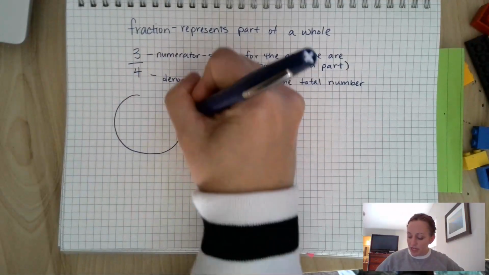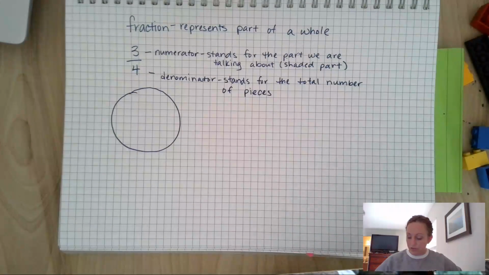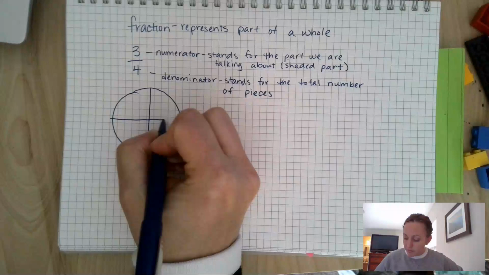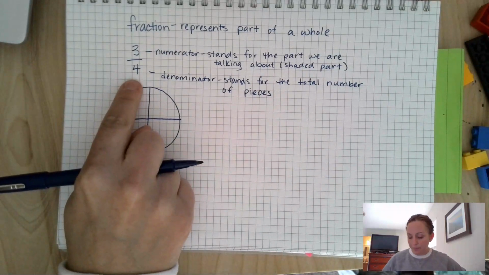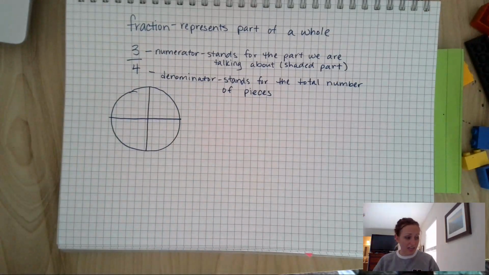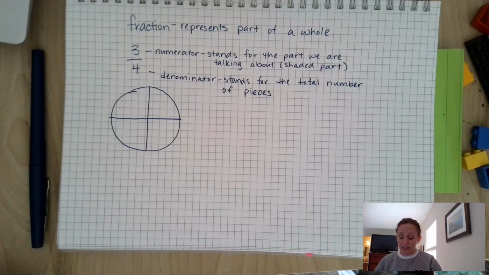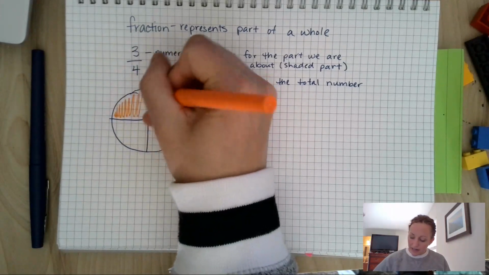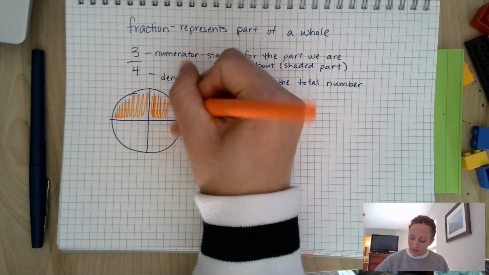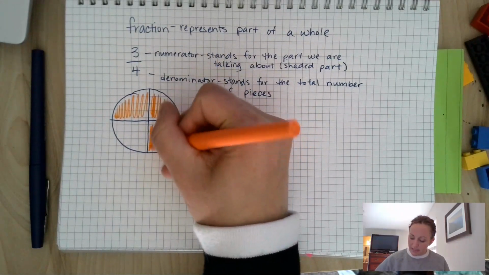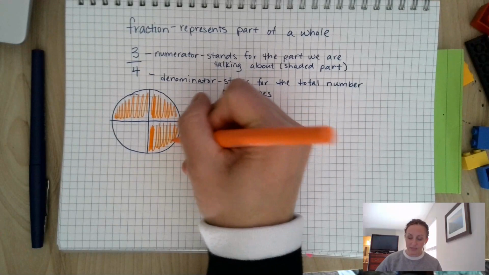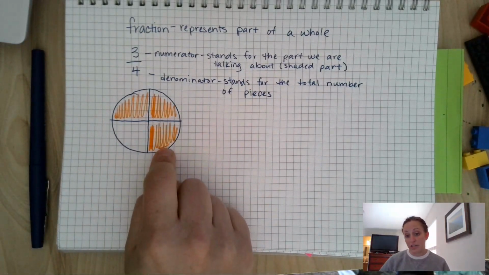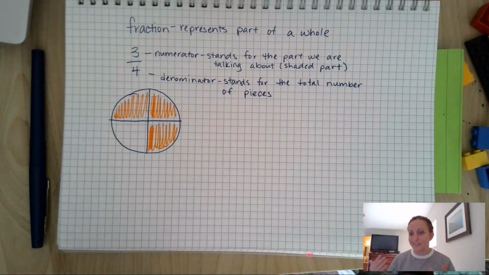It could be whatever shape I wanted. I chose to draw a circle. And I'm going to split it into 4 pieces because my denominator is a 4. I'm going to shade in 3 of those pieces because my numerator is a 3. And so my picture right here represents 3/4, okay? Because I have 4 pieces and 3 pieces are shaded in. So that picture represents 3/4.